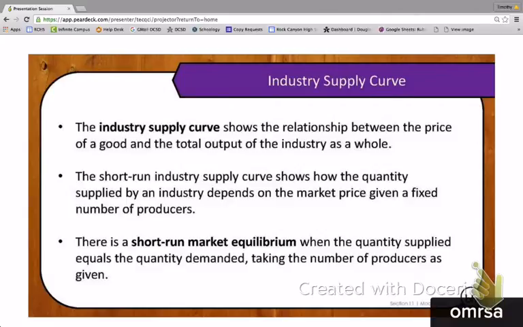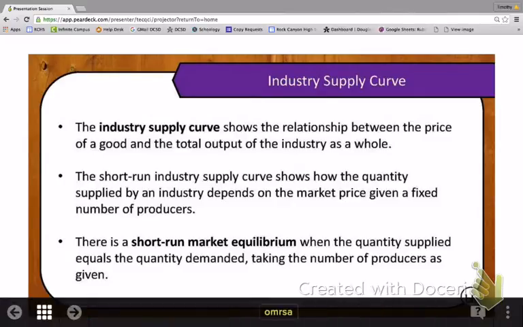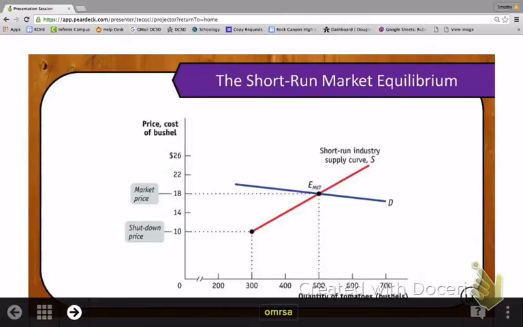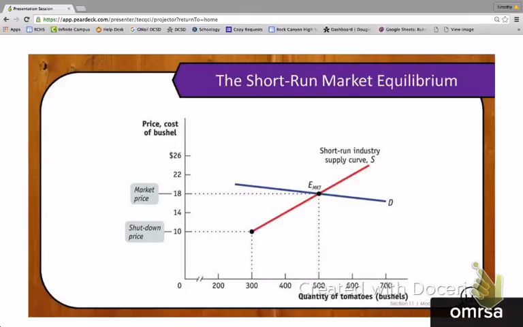In the long run, the number of producers in the market can change and produce a different quantity of output. So there is a short-run market equilibrium when the quantity supplied equals the quantity demanded, taking the number of producers as a given. So when we do that, we derive a short-run industry supply curve that looks like this, where the market price determined is $18 and a quantity of 500 tomatoes will be supplied in the market as a whole by all of those individual firms.